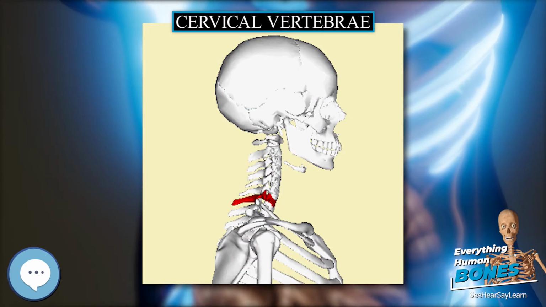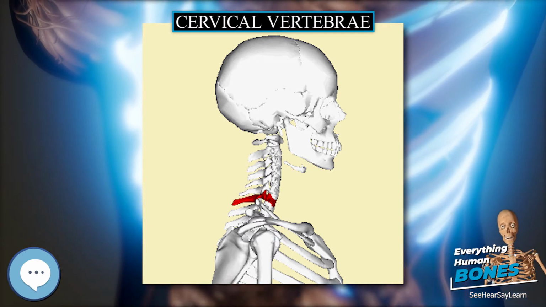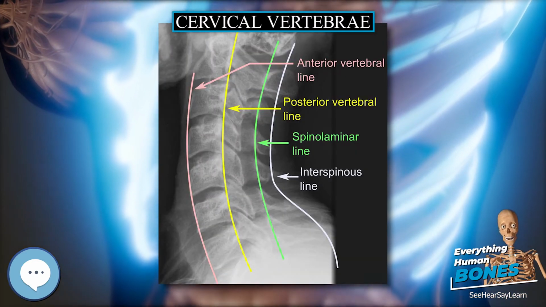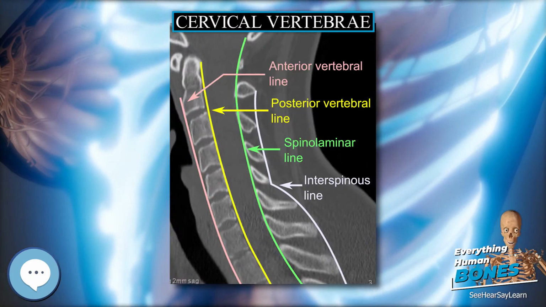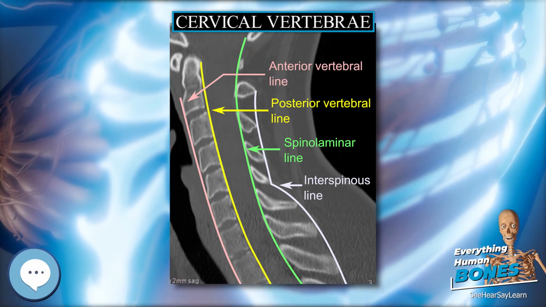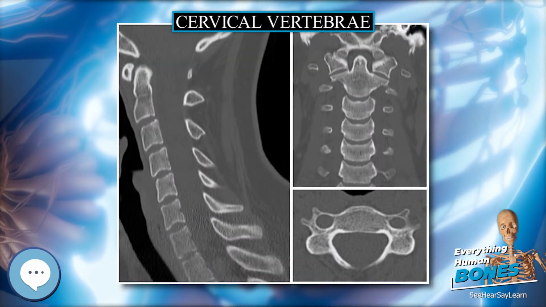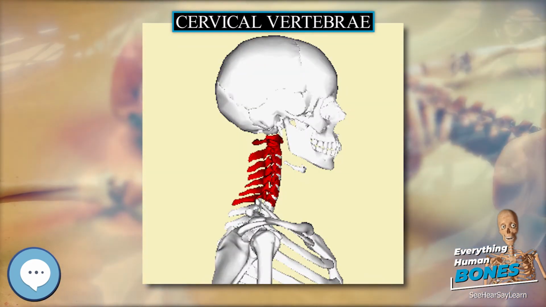The axis, C2, forms the pivot on which the atlas rotates. The most distinctive characteristic of this bone is the strong odontoid process, the dens, that rises perpendicularly from the upper surface of the body and articulates with C1. The body is deeper in front than behind, and prolonged downward anteriorly so as to overlap the upper and front part of the 3rd vertebra.